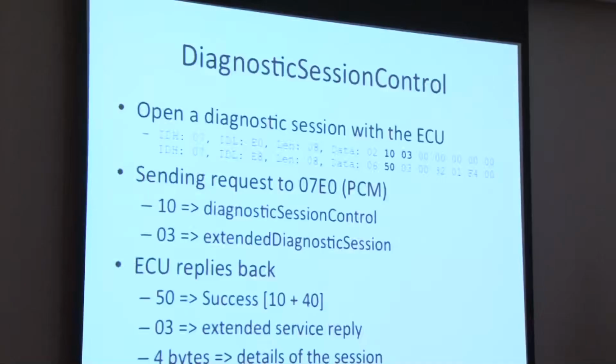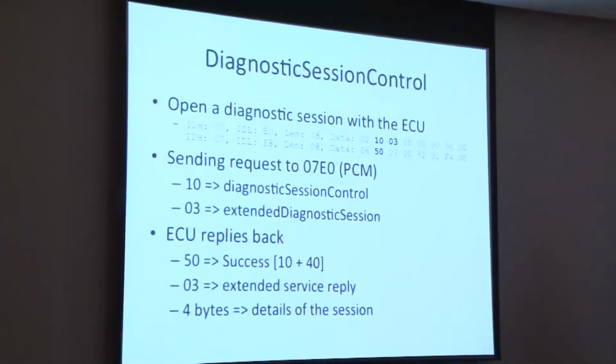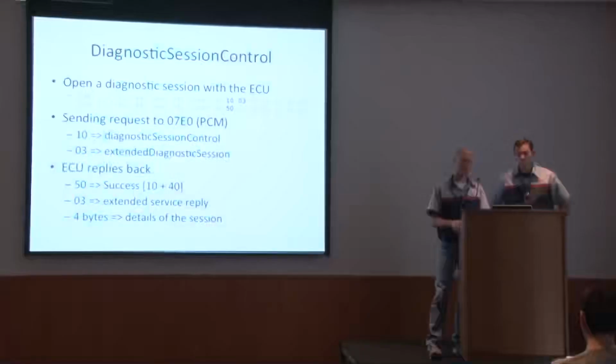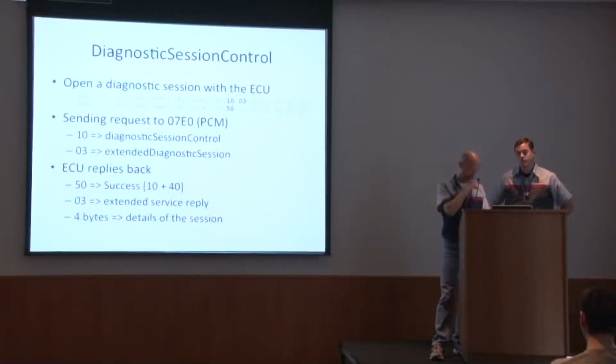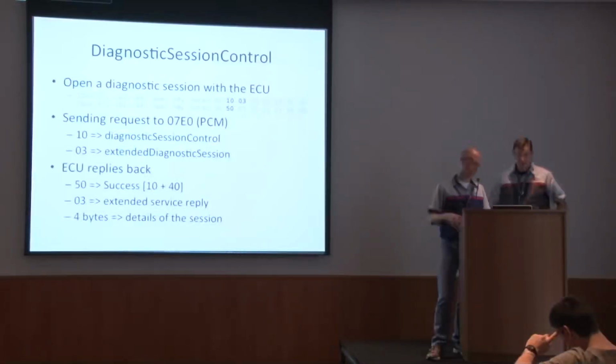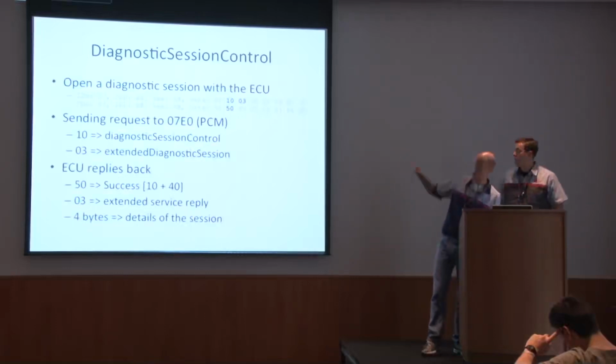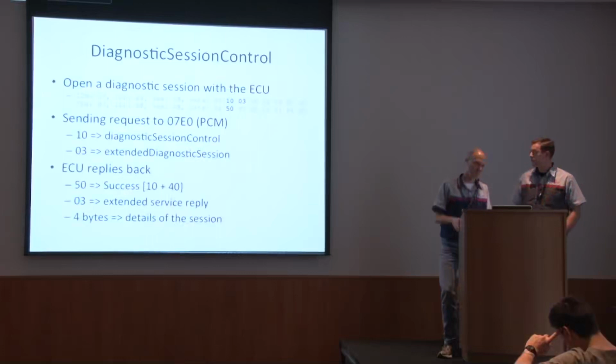So the first thing you have to do is establish a connection with the ECU. If you're, say, a mechanic's tool, you have to say, get ready, I'm going to do something with you. The way we do it here is ISO-TP, expect 2 bytes, 1003. 10, by the specification, is diagnostic session control. And then the 3 is like a parameter. Then the ECU responds back. You'll notice it's 40 more than the 10, and it's always like that. It always responds back with 40 more if it succeeded.